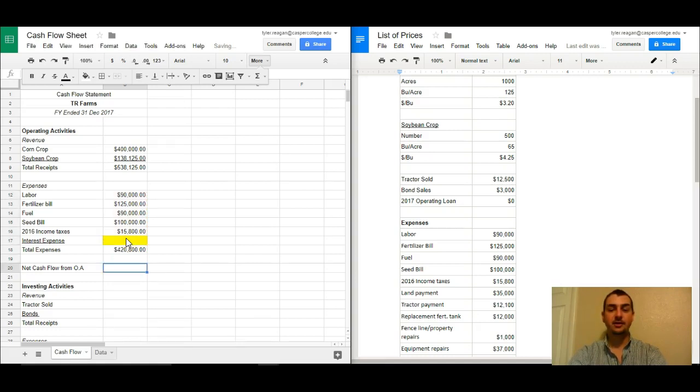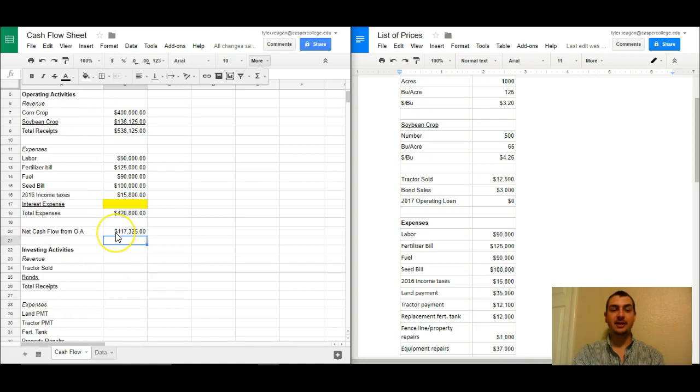So now that we have that done, we need to say, all right, the net cash flow from operating activities is going to be equal to the receipts from operating activities minus the total expenses from operating activities. Now that part is very important as well. You need to make sure that whenever you're doing these net cash flows, it is always going to be the receipts minus the expenses. Even if it gives you a negative number, it is still receipts minus expenses.